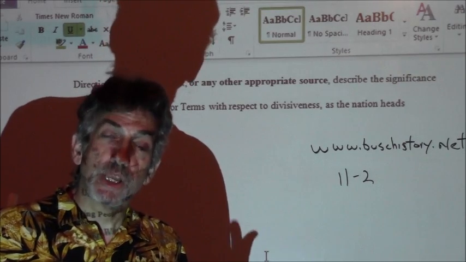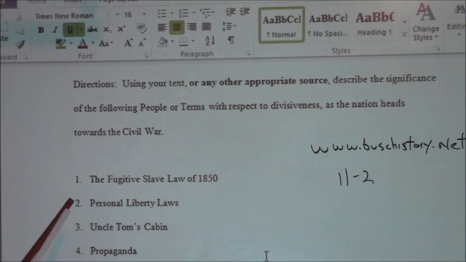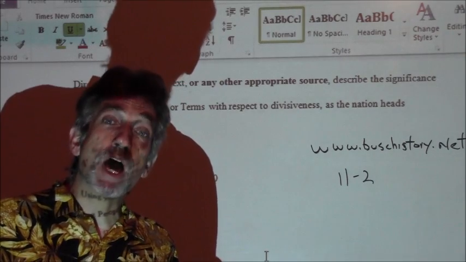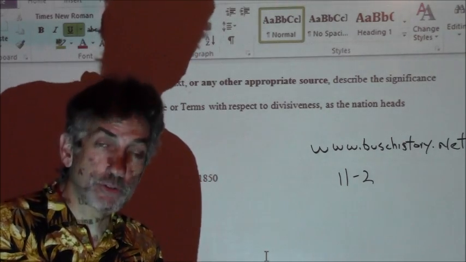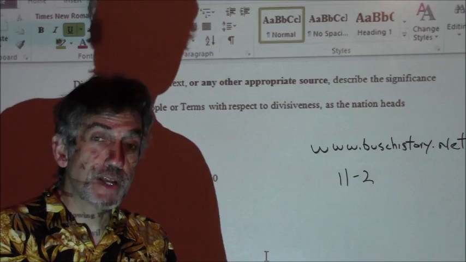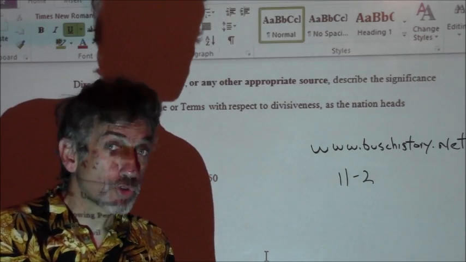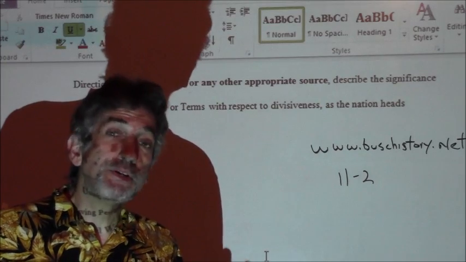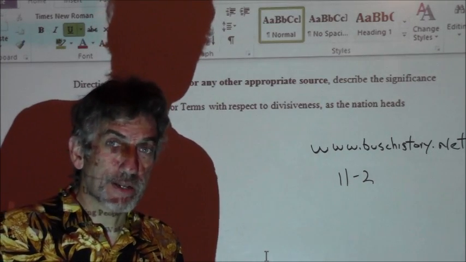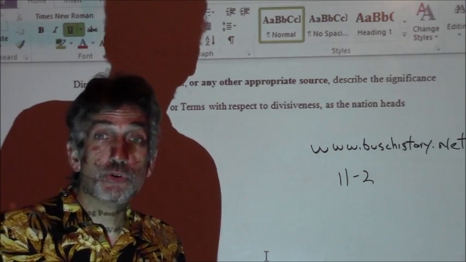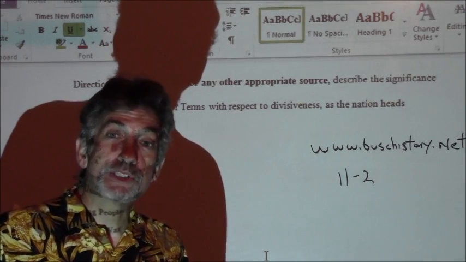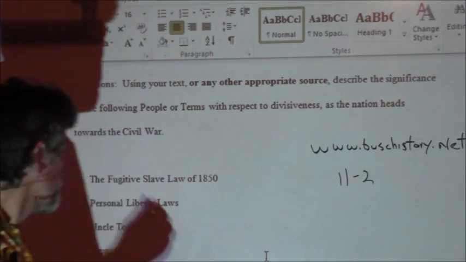What those states do is they start enacting personal liberty laws. Personal liberty laws are just what they sound like. Personal liberty laws make it a crime to turn over a runaway slave into federal jurisdiction or federal control, if you like. So now we have the states battling the federal government the very same way the South battled the federal government over the issue of the tariffs and over the idea of whether there should be slavery or not in each of the new states.